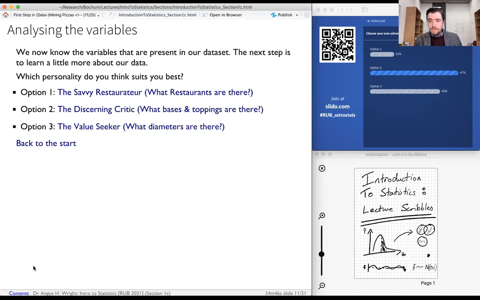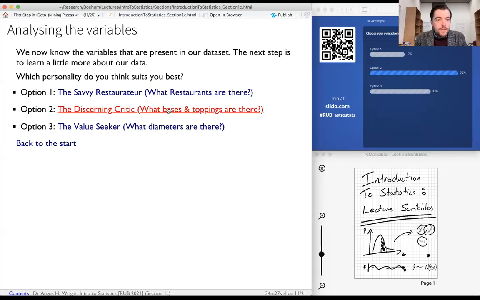So we've got 13 votes. Looks like there's a strong push towards both the critic and the value. It looks like the critic is going to be winning out here. Okay, so we got 17 in. We said that was our threshold. So let's go with the discerning critic.